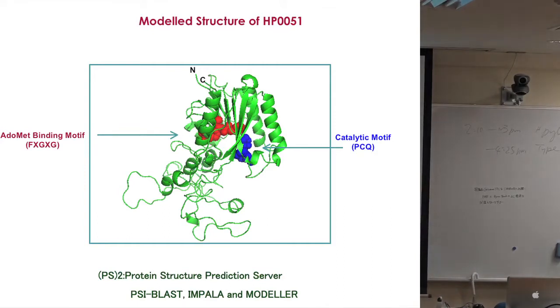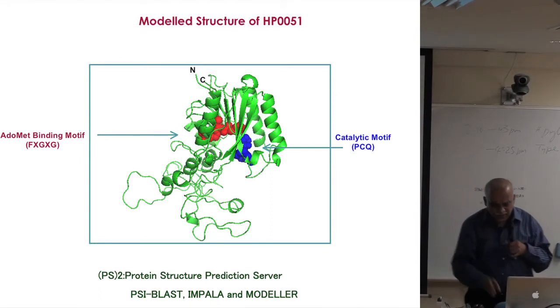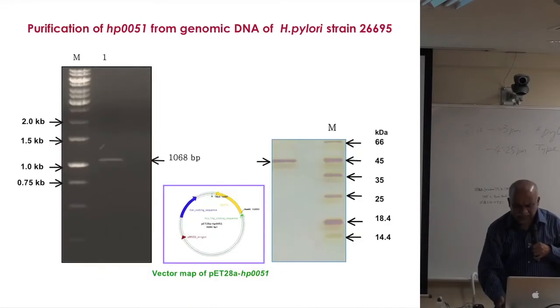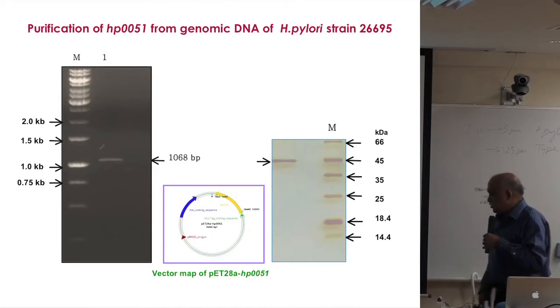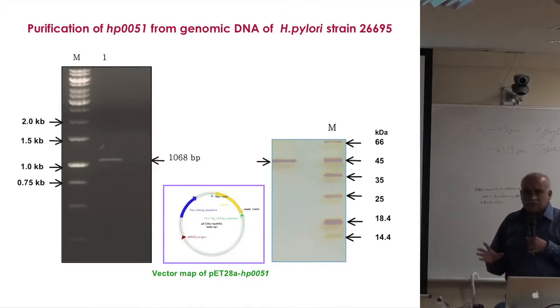And this is a model structure, and clearly like any other methyl transferase, it has the SAM binding motif, the Rossmann fold, and it has a catalytic motif, and very clearly you can see this. So based on this, he did a lot of mutation analysis, and the first thing was to overexpress them, PCR amplified, overexpress them, purified the protein to homogeneity, and he gets lots of protein. These are all done with histidine tag at the N-terminus.